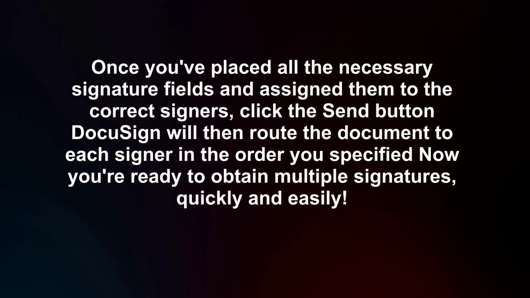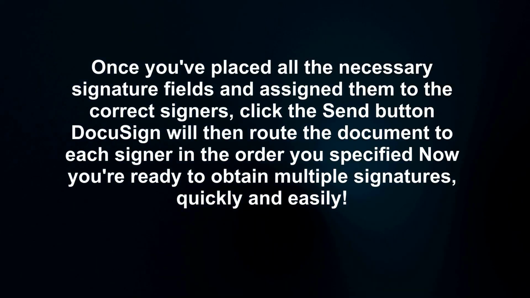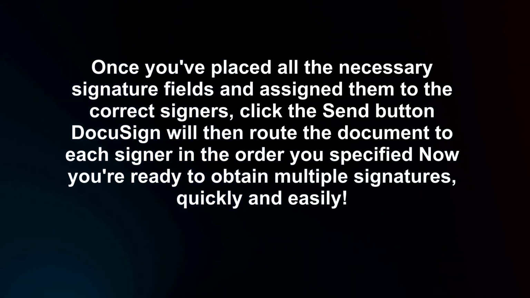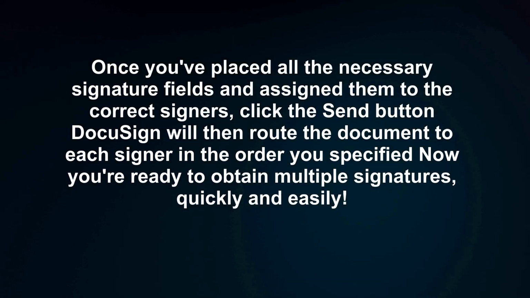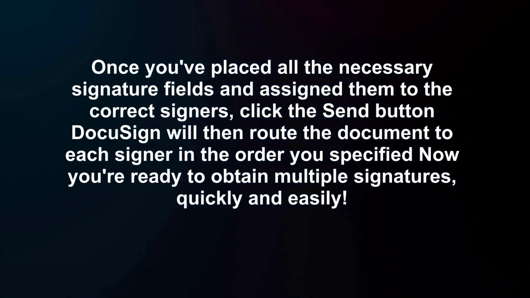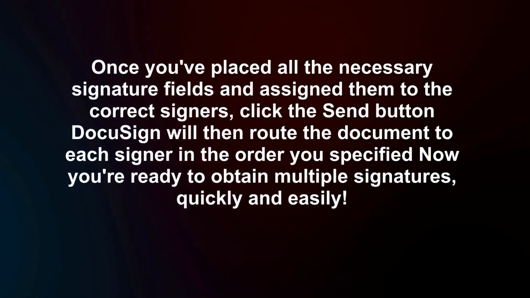Once you've placed all the necessary signature fields and assigned them to the correct signers, click the Send button. Docusign will then route the document to each signer in the order you specified. Now you're ready to obtain multiple signatures quickly and easily.